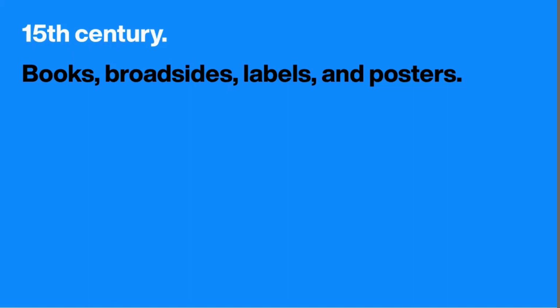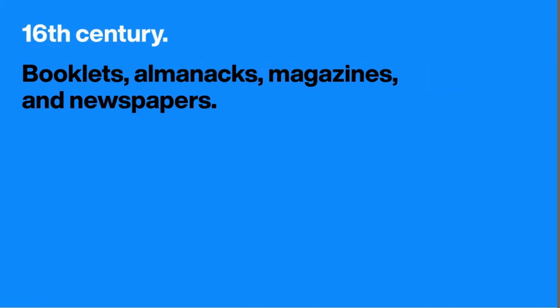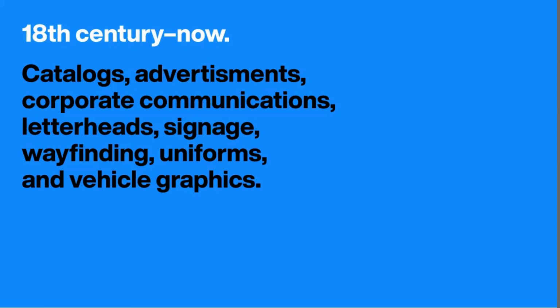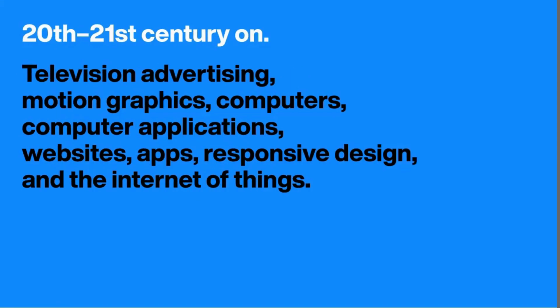We can look at the history of typography through the lens of typographic applications, from books and broadsides to labels and posters, from booklets and almanacs to magazines and newspapers, from catalogs and advertisements to corporate communications, to letterheads and signage and wayfinding, to uniforms and graphics on vehicles, to television advertising and motion graphics for movies and TV programs, to early computer terminals, to computer applications, to the web and websites, to apps and responsive design, to the Internet of Things, to our present digital everything lives. Type has been everywhere. Type is everywhere.